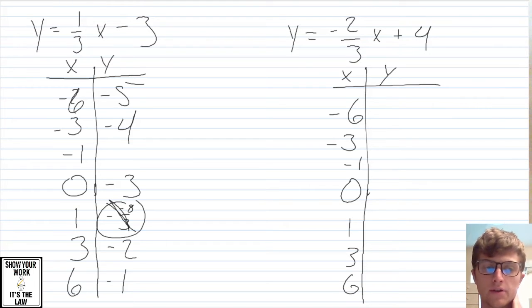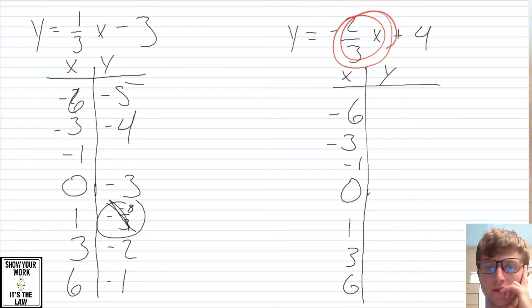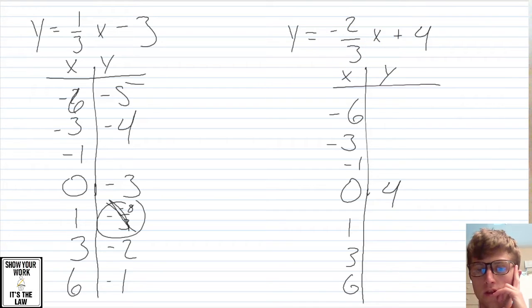If we plug in a 0, 0 times all this jazz is just going to equal 0. 0 plus 4 is 4. 3 multiplied by 3. If we multiply by 3, the 3's cancel, we're left with negative 2 plus 4 gives us 2. And if we have a 6 here, the 6 and 3, the 6 will become a 2. We got 2 times negative 2 is negative 4, plus 4 is 0.